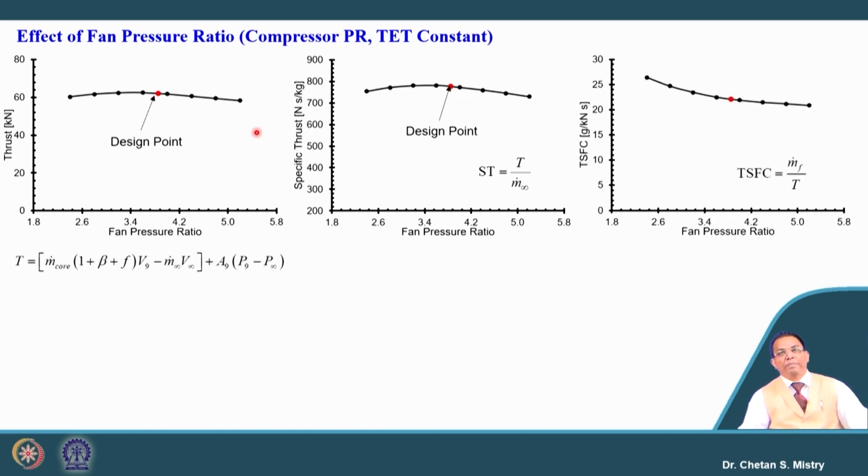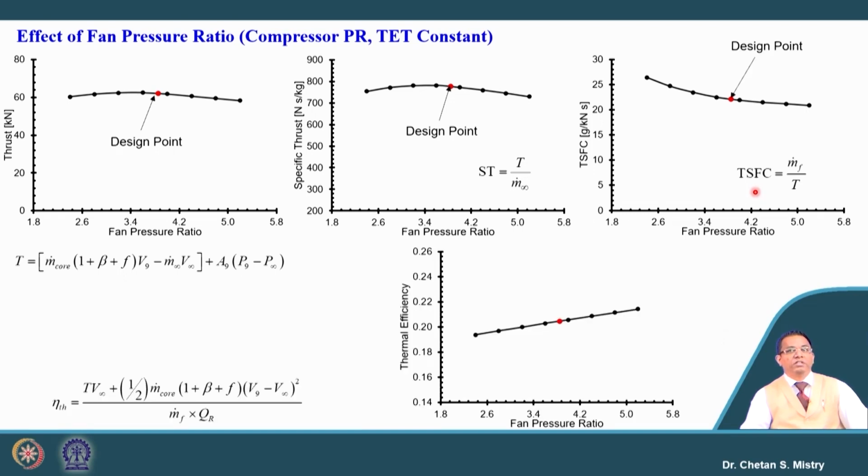Now, let us look at what is happening with our thrust specific fuel consumption. In this case, when we increase our fan pressure ratio, we will have a reduction of thrust specific fuel consumption, and this represents our thermal efficiency. So, when we increase our fan pressure ratio, the thermal efficiency will be improved by a few numbers. This represents our design condition.